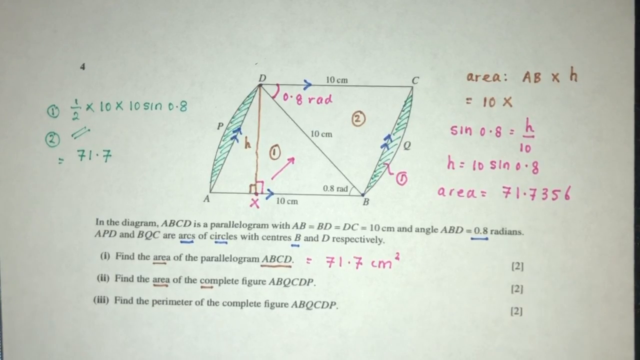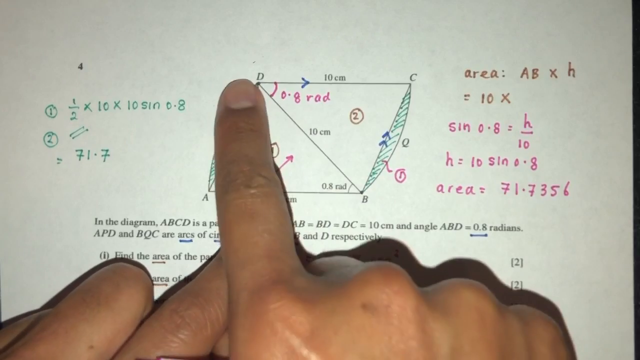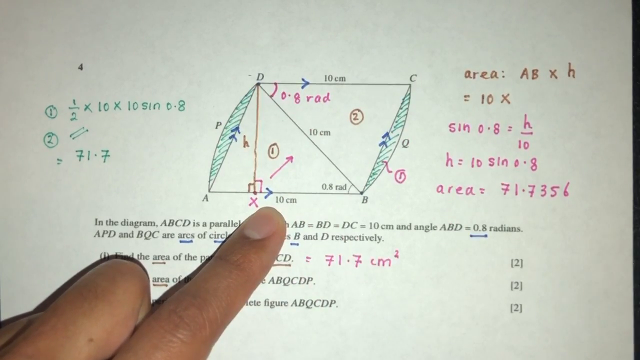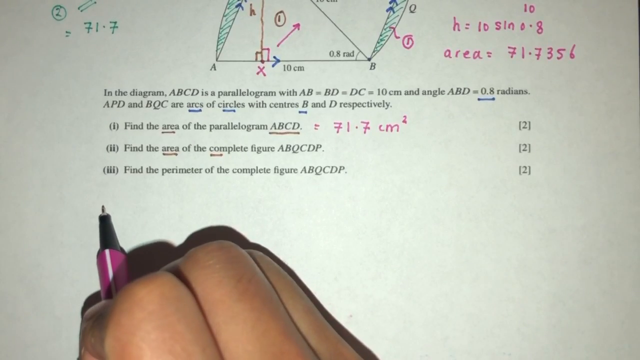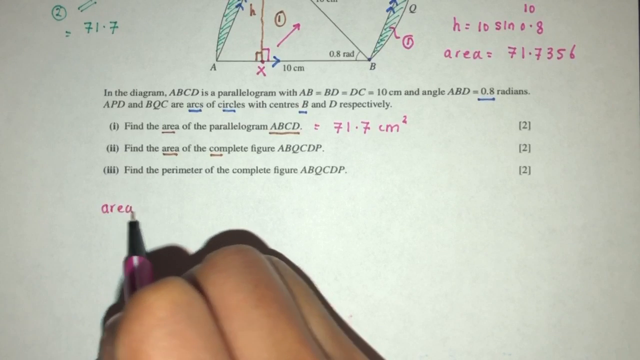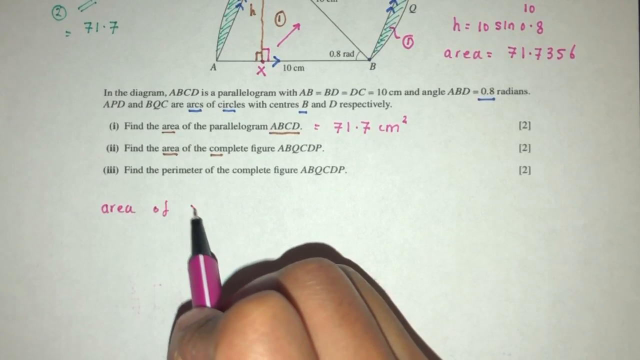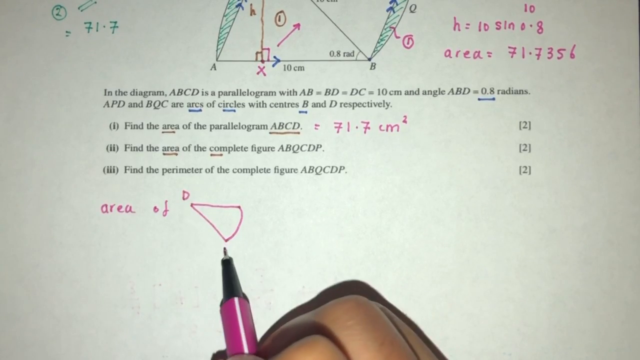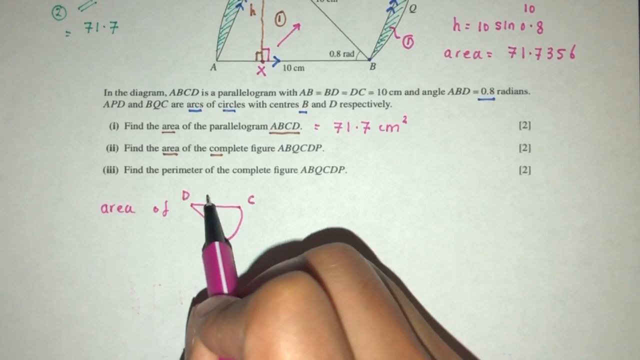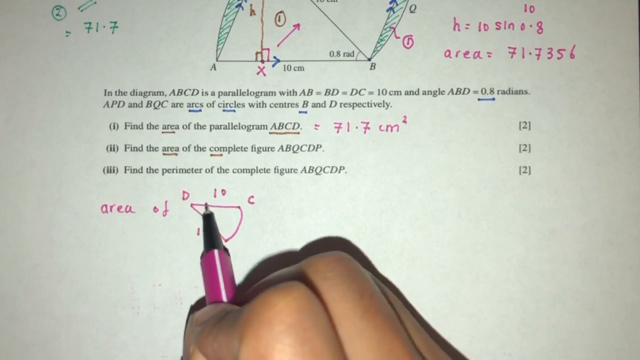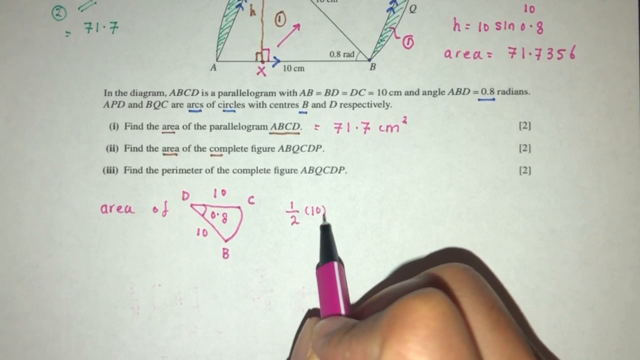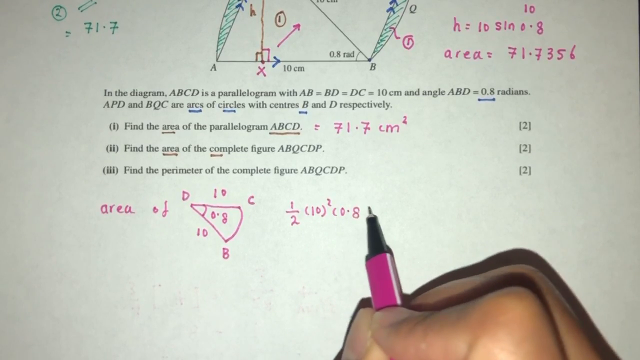So how would you find this area? By observation, you can look at the shape D, B, and C, the whole thing. It will be the area of a sector. So let me write this down. First step, we can find the area of sector DBC. That will be 10, that will be 10, and that will be 0.8. So that will be half r squared theta. That will be the area of the whole sector.